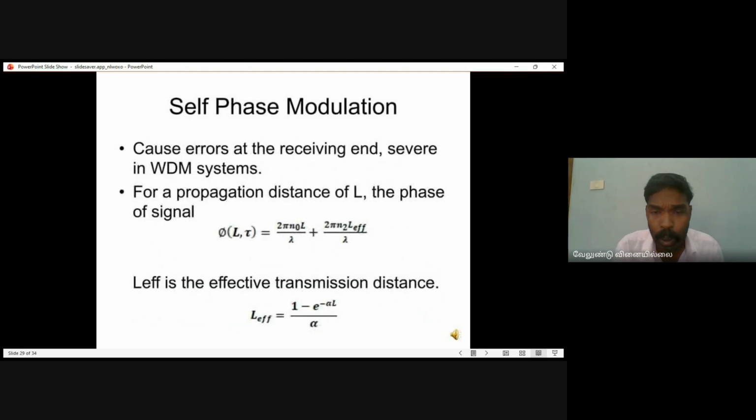This is how much the self-phase modulation, the phase angle, will be. L means the distance and tau is the time. So it depends upon 2 pi n naught L divided by lambda plus 2 pi n2 L effective divided by lambda. What is L effective? It is the effective transmission distance, which is (1 minus e to the power minus alpha L) divided by alpha. This is the L effective for self-phase modulation. The angle of shifting and the effective transmission distance are given clearly.